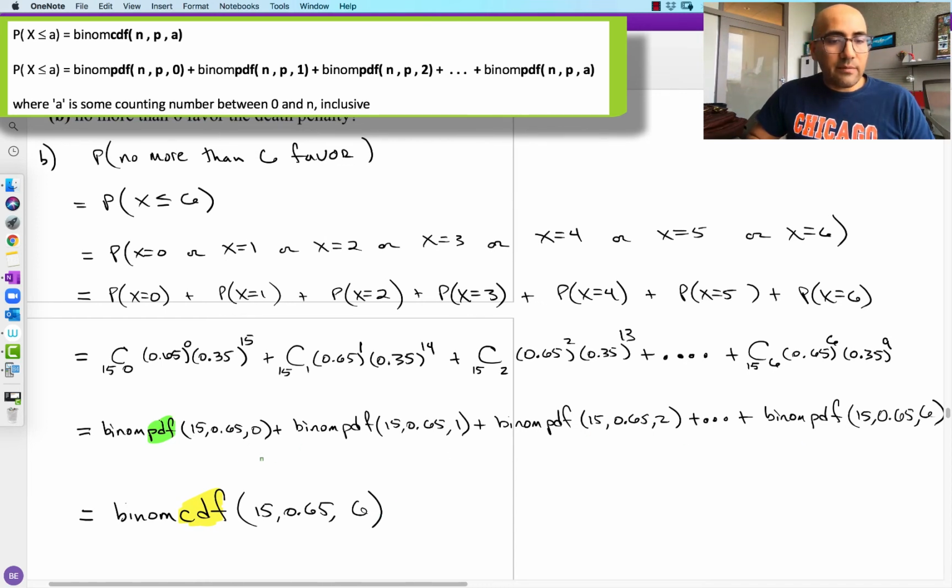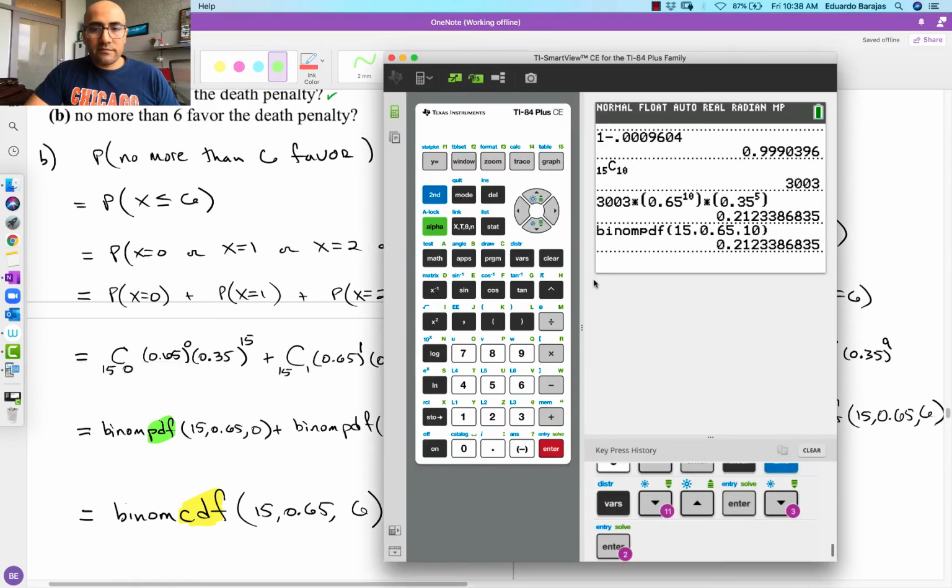We need to be able to add up this result plus this result plus this one, all the way up to 6, and that's what we'll get from here. So it makes life even easier. Let's see how that works out. So let's go to our calculator, and let's type this in here.